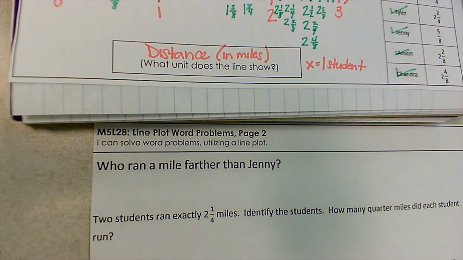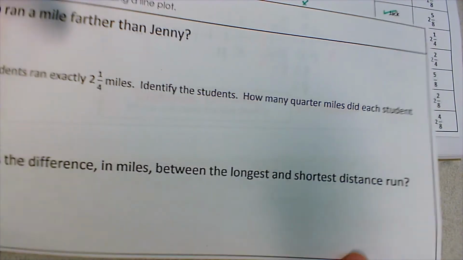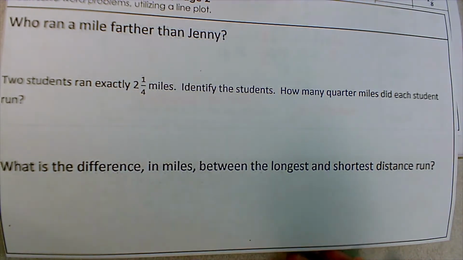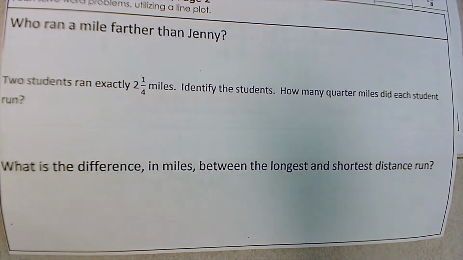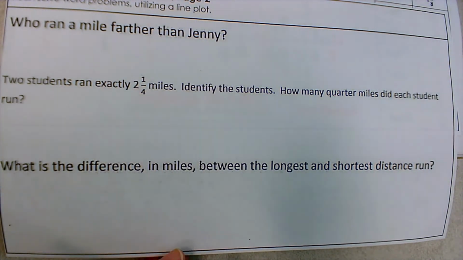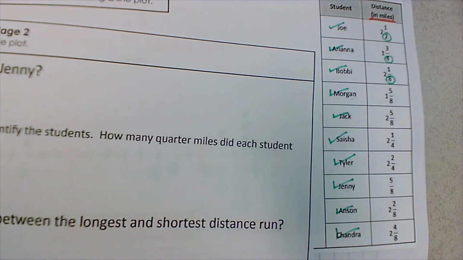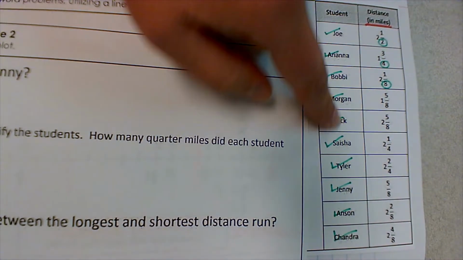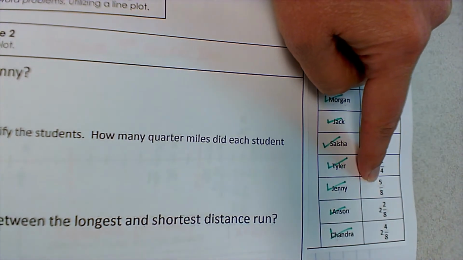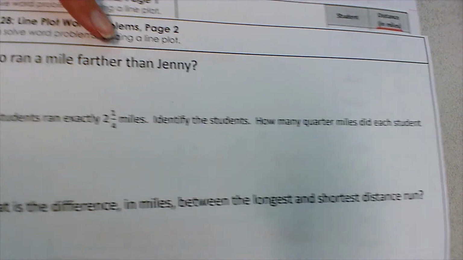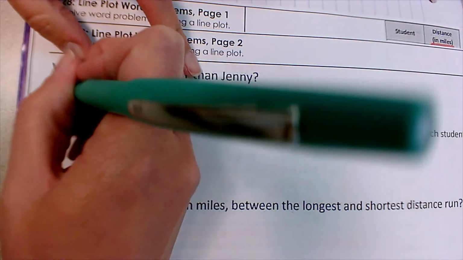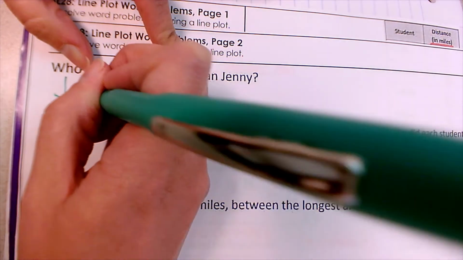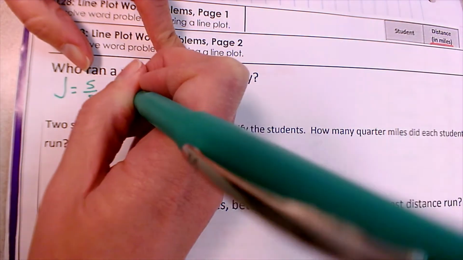All right, so I have my line plot and my questions because I'm going to want to use both to help me out. So I'm going to look first at this question. It says, who ran a mile farther than Jenny? Well, I'm going to come back and take a peek at my chart to find Jenny. And it says she ran 5/8 of a mile. So I'm going to start by writing, Jenny ran 5/8 mile.